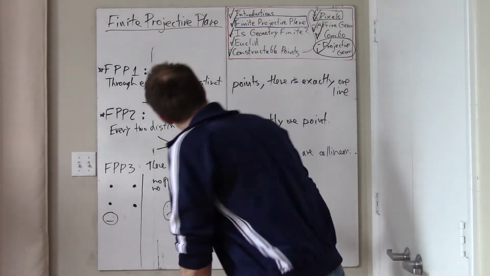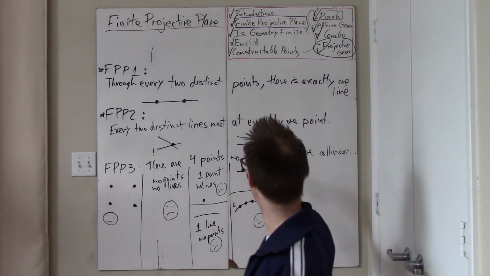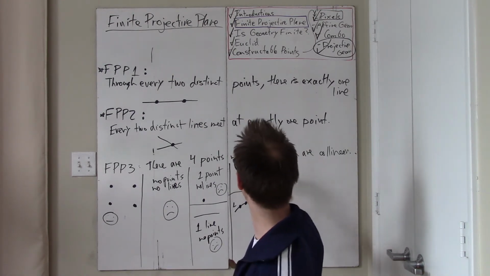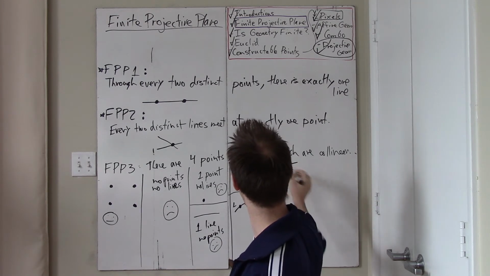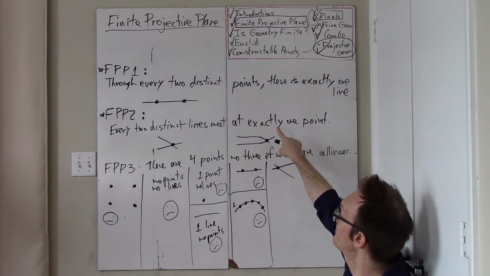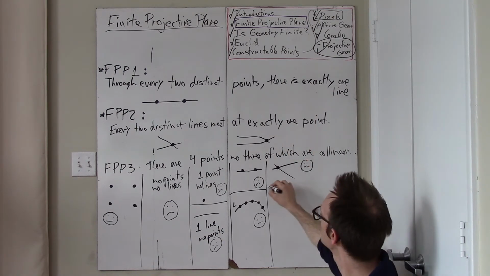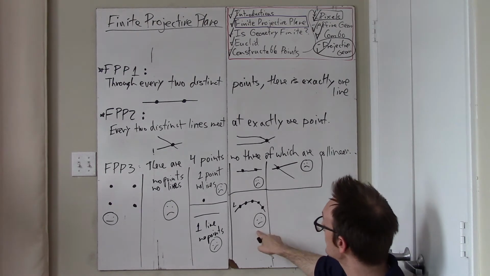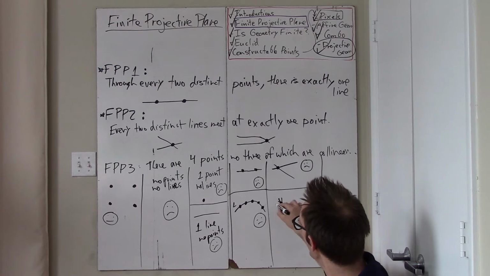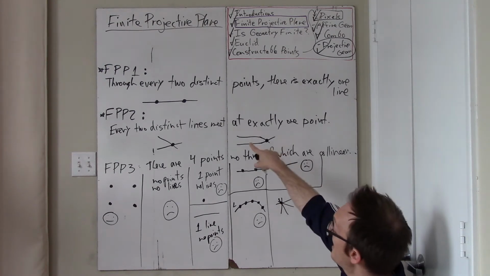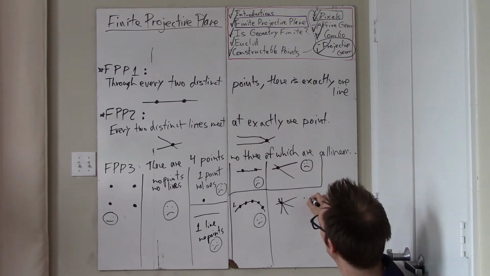What else? I guess the analog of this one would be if you had two lines and they intersected at just one point. That would satisfy FPP2, and it would satisfy FPP1 trivially if there's only one point in your entire model. So that we want out. What's the analog of this one? The analog of this one would be if there was one point only, but a lot of lines through it. This would satisfy FPP2, and it would also satisfy FPP1 trivially.